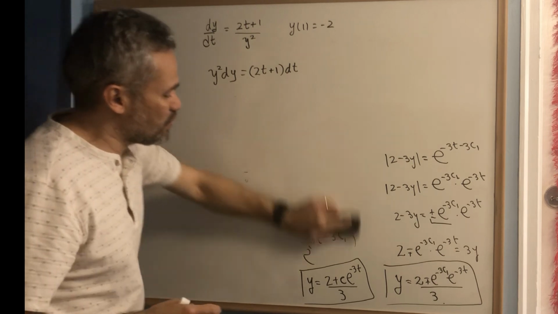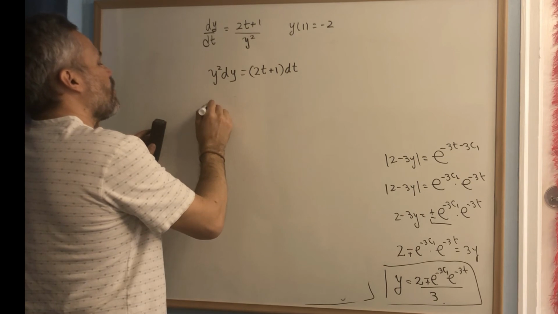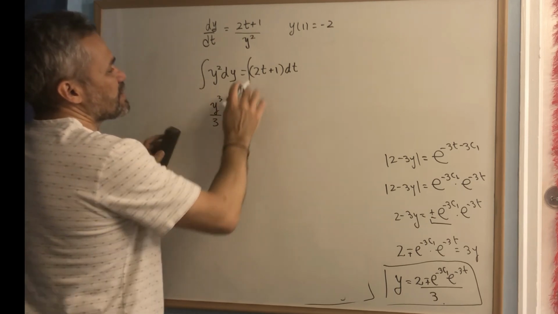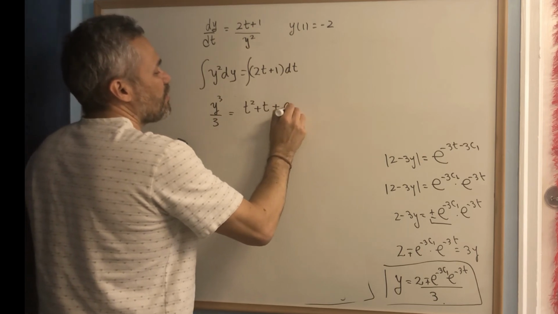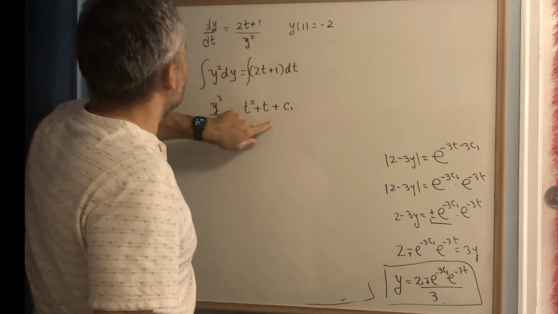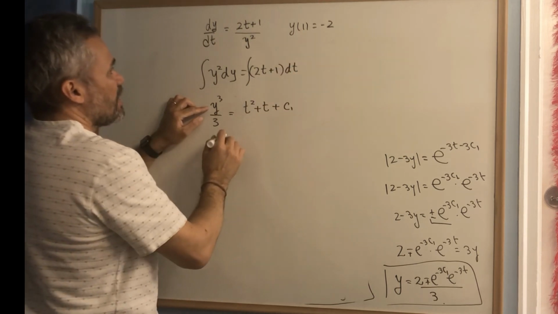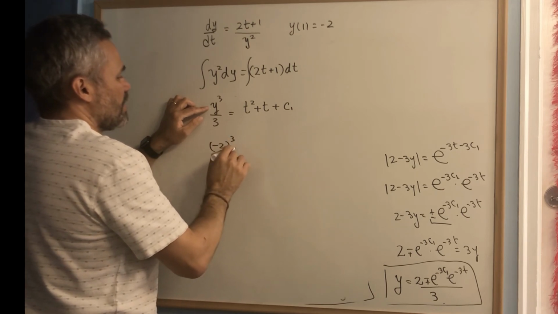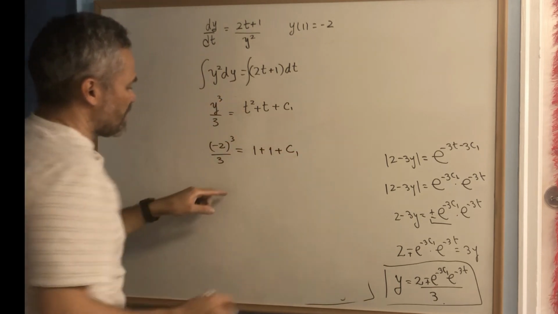Then we do the two antiderivatives. What is the antiderivative of y squared? The antiderivative is y cubed over 3. And the antiderivative of 2t plus 1 is t squared plus t. And we usually write only one constant here. If you want, you can solve for the constant here. How do we solve for the constant? When we replace t by t sub 0, I get that -2 cubed over 3 I want to be equal to 1 plus the constant. What is the constant then?